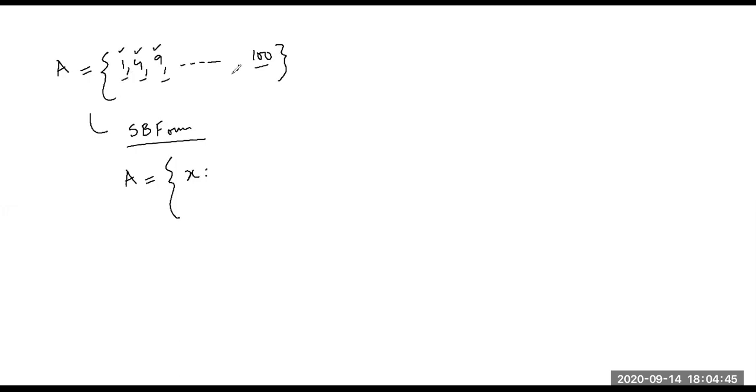Are these numbers the square of something? Maybe this is 1 square, then 2 square, then 3 square, and then last is 10 square. So from this I got the definition, the pattern. A is a set of all x such that x is equal to n square, right?